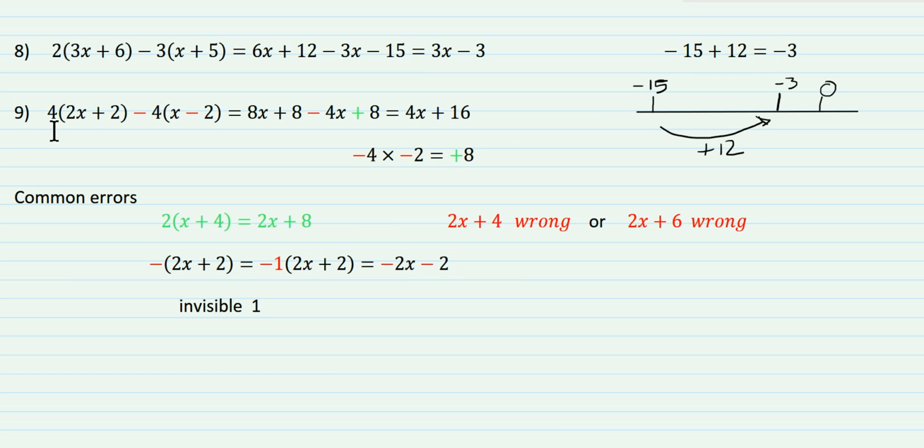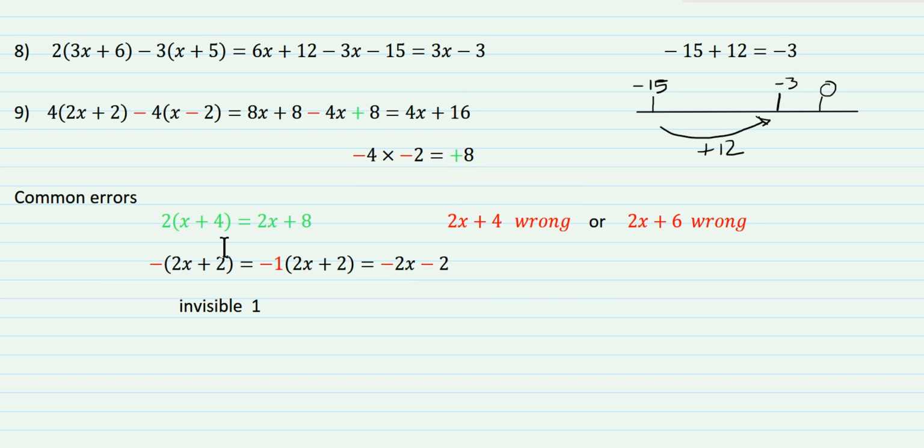Now the last one, 4 times 2x plus 2, so that's going to be 8x plus 8, and this we have a negative outside the bracket. What this does, it reverses all the signs inside the bracket. So minus 4 times x will be minus 4x. Minus 4 times minus 2, signs are the same, so it'll be plus 8. Then you add all these, so 8x take away 4x is 4x. 8 plus 8 is 16.